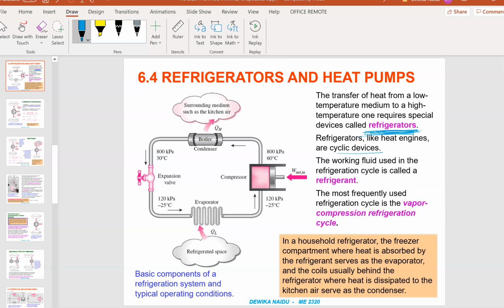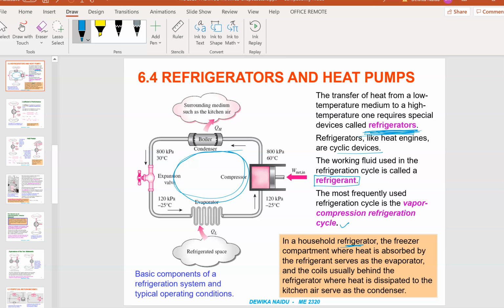Like what I said, it goes through a cycle and comes back to the original, goes through the cycle, comes back to the original. The working fluid is the refrigerant itself. The most frequently used refrigeration cycle is the vapor compression refrigeration cycle. It's like your household refrigerator. Let me just explain here.